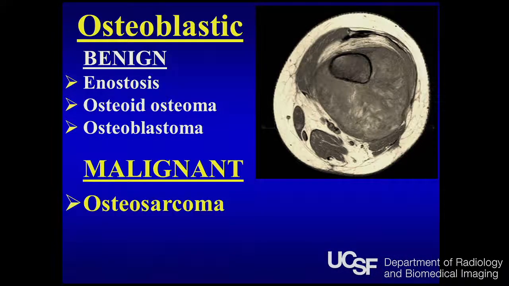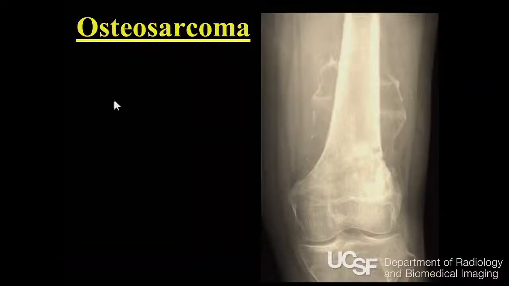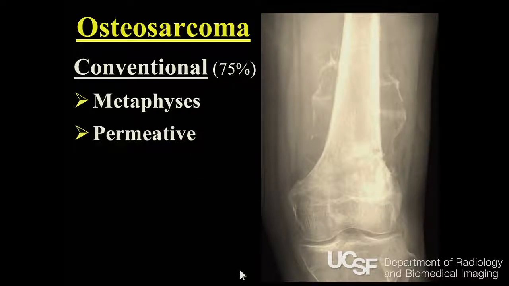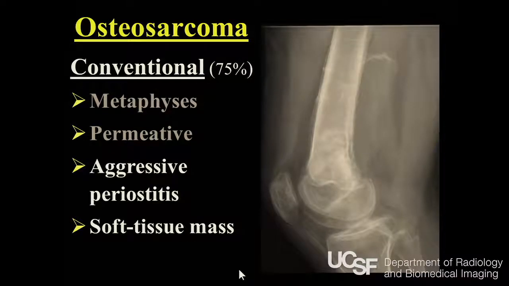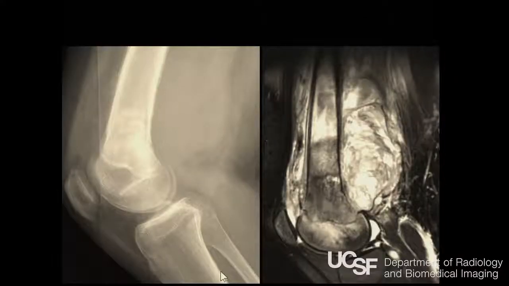So when we talk about the malignant category, we have to talk about osteosarcoma, the second most common primary malignant bone tumor. With osteosarcoma, the most common subtype is the conventional subtype, affecting the metaphyses with permeative bone destruction, like we see here. Often there's a pattern of aggressive periostitis and an adjacent soft tissue mass. What would you recommend as the next imaging test of choice in a case like this?